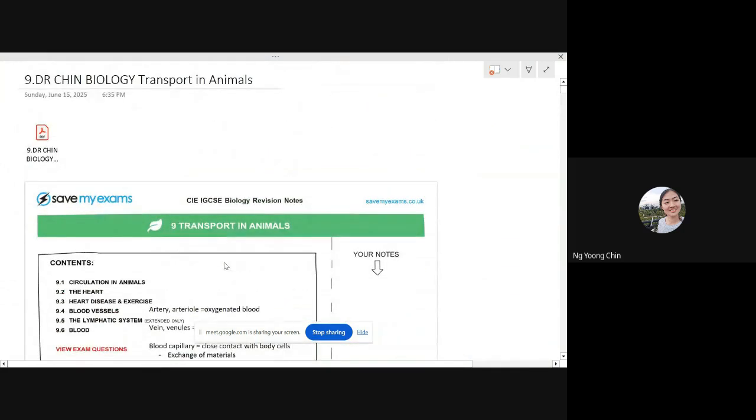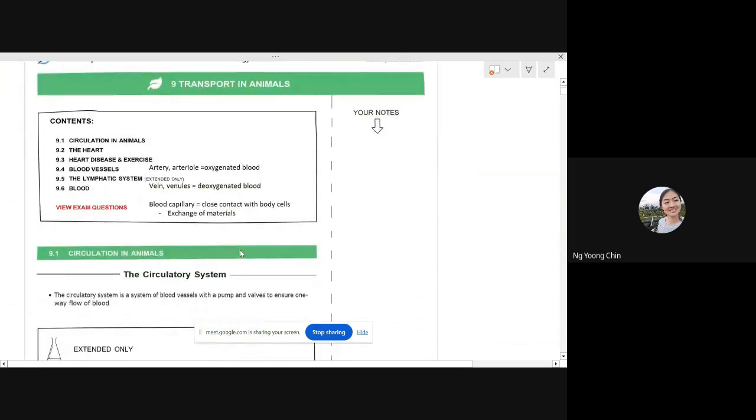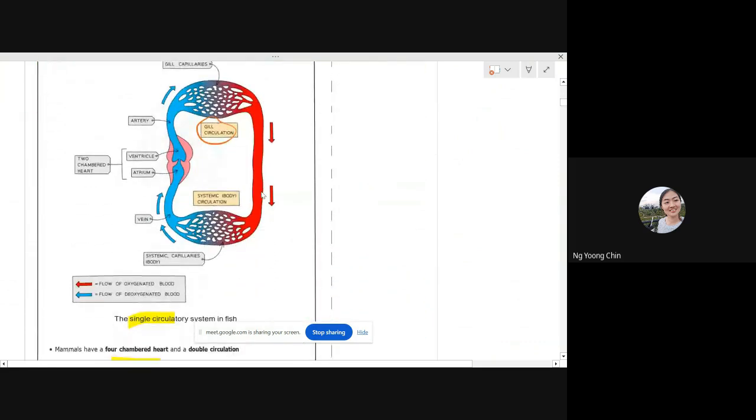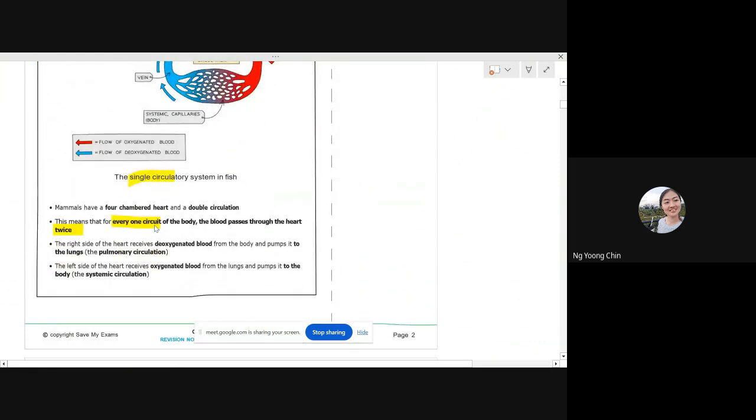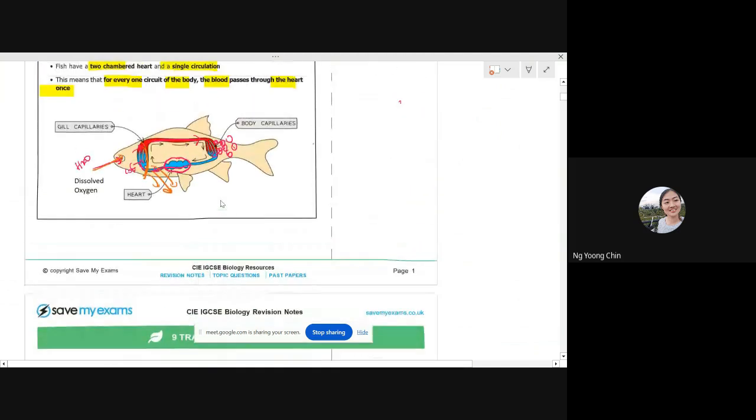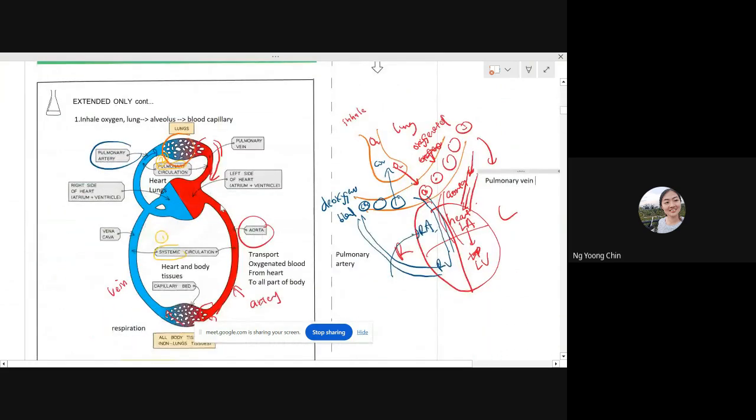Okay, we already learned about the circulation types, which is we have the single circulation, right? And then we have the double circulation. So for humans, we are classified under double circulation because we have two types of circulation. One is what we call the pulmonary circulation. Pulmonary circulation means that the circulation only involves the lungs and the heart. So this is known as pulmonary. Circulation involved from the heart to the lungs or the lungs to the heart.